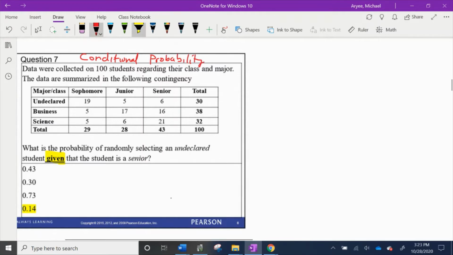So for conditional probability, using conditional probability is easy. Why? Because it just forces you to focus on the given situation. In this case, they said we should focus on the seniors. So we are only acting as if this is the only data we have. If this is the only data we have, the total is going to be 43. So of the seniors that we have here, how many are there? There are 6 out of the 43. So 6 out of 43, then you get your answer.